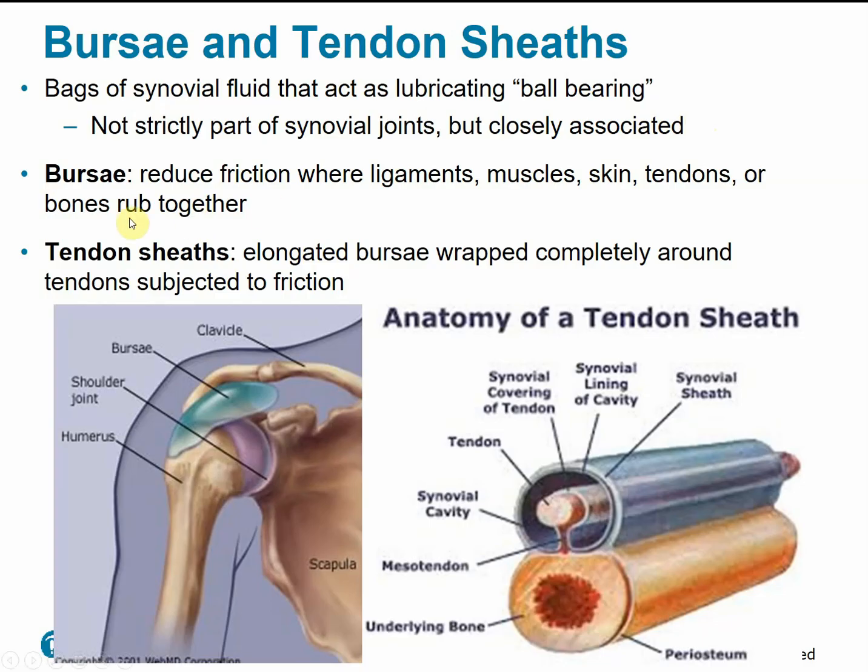So your bursae are like the little sacs or ball bearings of synovial fluid that's going to reduce friction where structures like ligaments, muscles, skin, tendons, or bones may rub together. Tendon sheaths are essentially elongated bursae that will wrap completely around a tendon that may be subjected to friction. So kind of the way a hot dog bun wraps around a hot dog.